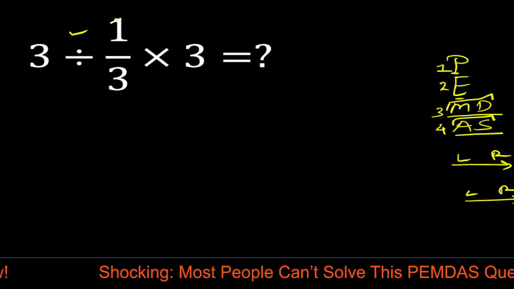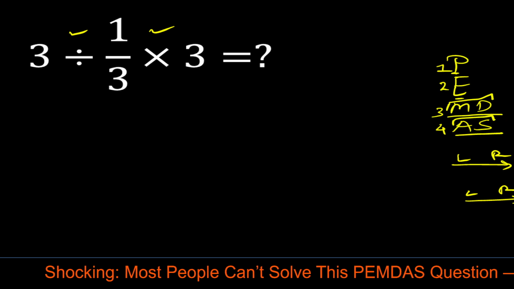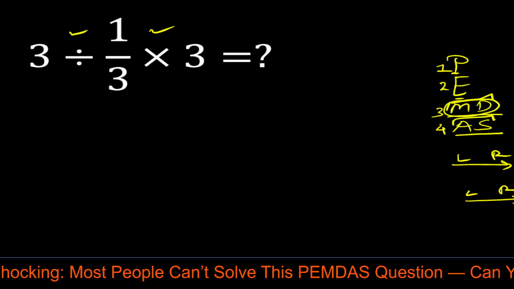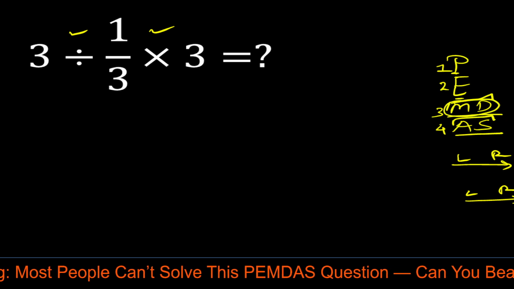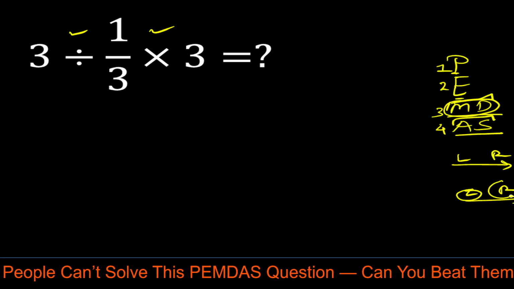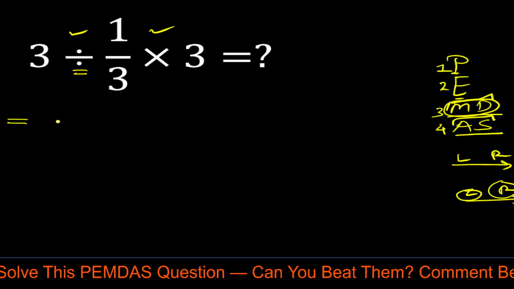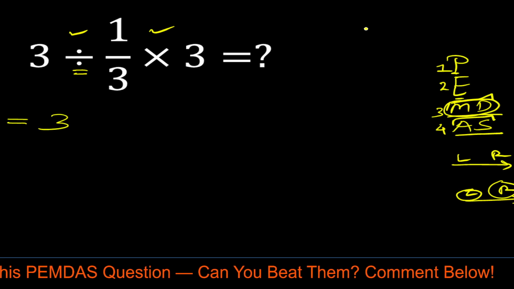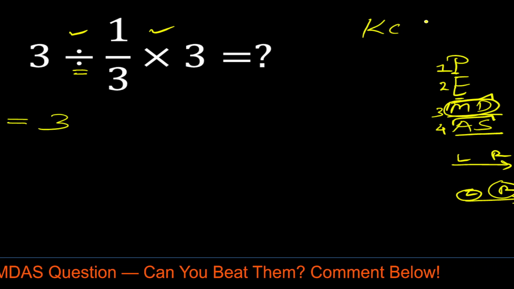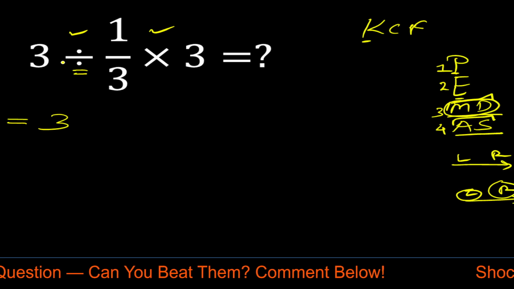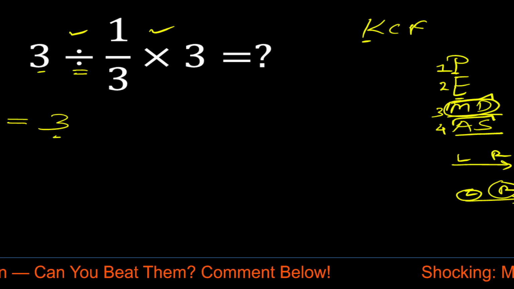So we have to solve it from left to right. So in this question here we have division and here multiplication. So multiplication and division both have equal priority. So we have to solve it from left to right. So first we have to solve this division, right? So now 3. Now according to KCF rule, K means keep this 3 as it is same.